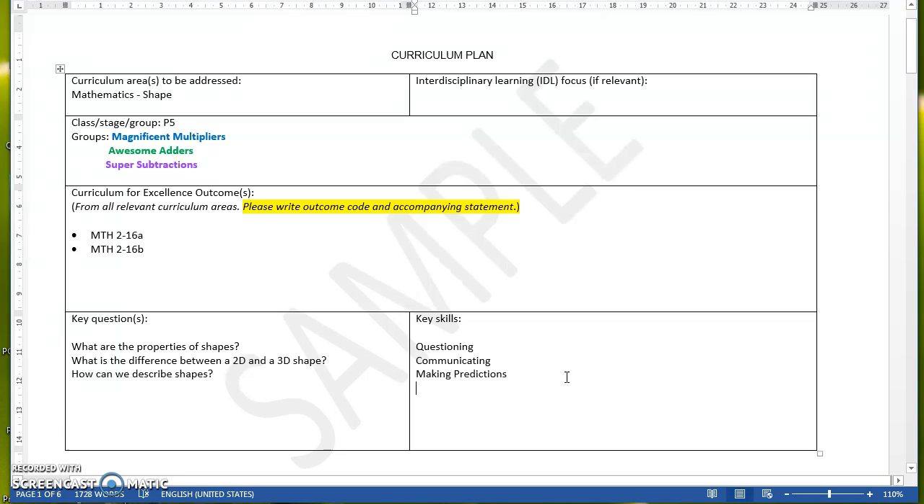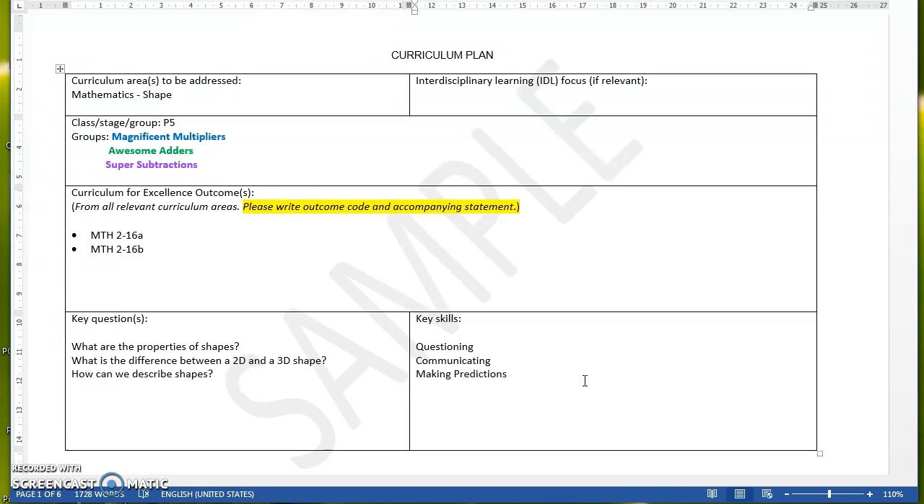Again, they might be different depending on what you're doing. I've chosen 3 because particularly in this plan I want the children to think about what they're doing and to question, and also to work together. And we'll see that as we look at the plan. We'll see that the children are going to be working together and communicating, working collaboratively. So this is important that we have communication.